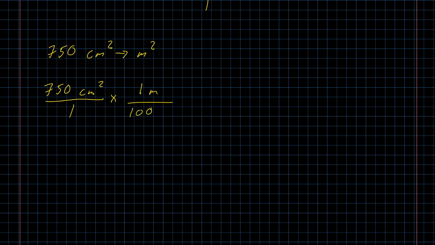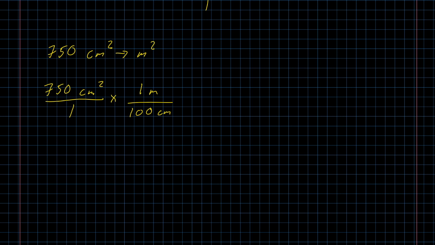units. Right? If I have 750 square centimeters, and I want to write that in square meters, well, I can take 750, put it over 1, that doesn't change anything, and I know still that 1 meter is the same thing as 100 centimeters. So I know I want to arrange it in this order.